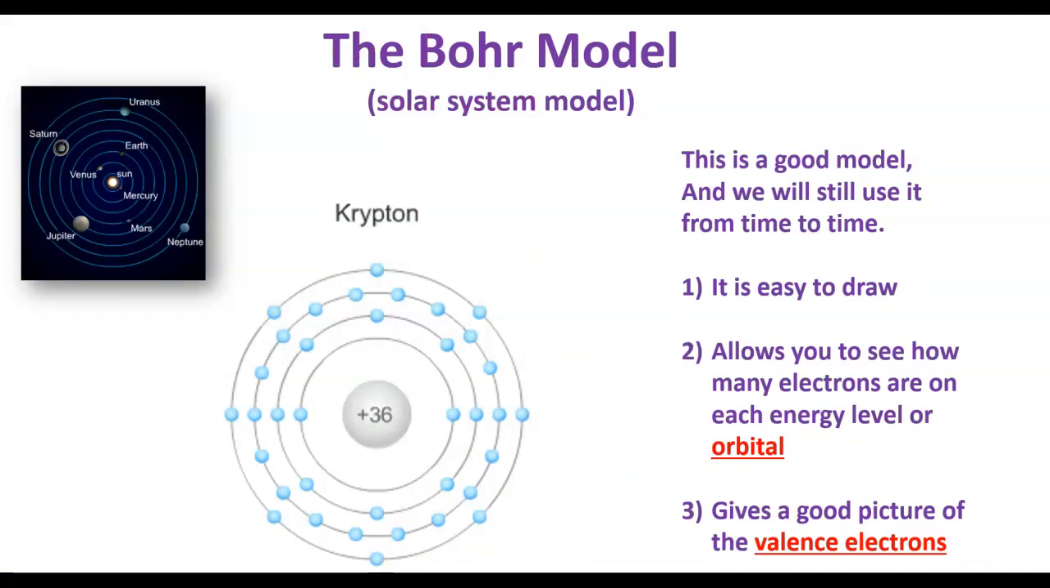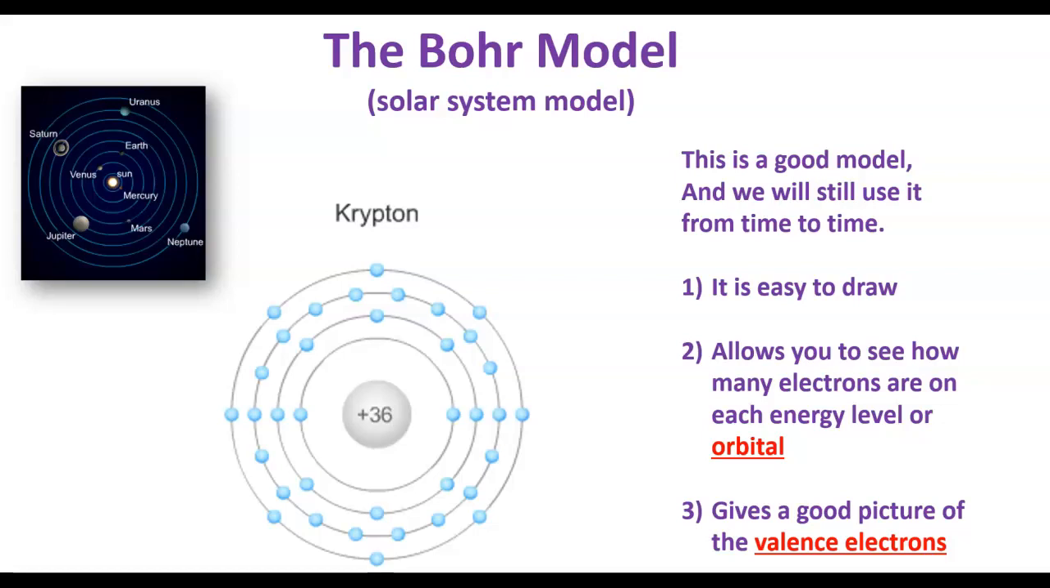We have Bohr's model of the atom. So we have Bohr's model of the atom, which is sometimes called the solar system model because it looks very much like our solar system. However, we know now that this is not really what the electron orbitals look like, and we have a more complex structure, and we're going to see that with Schrodinger.